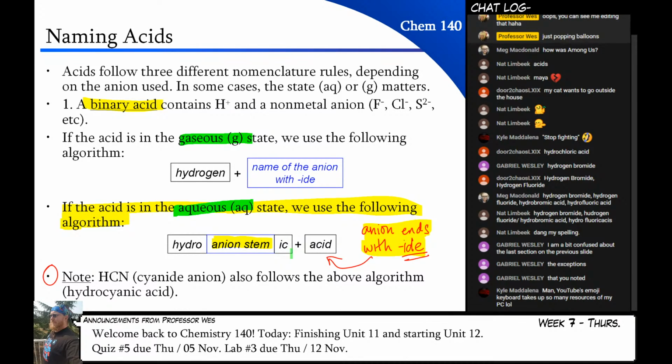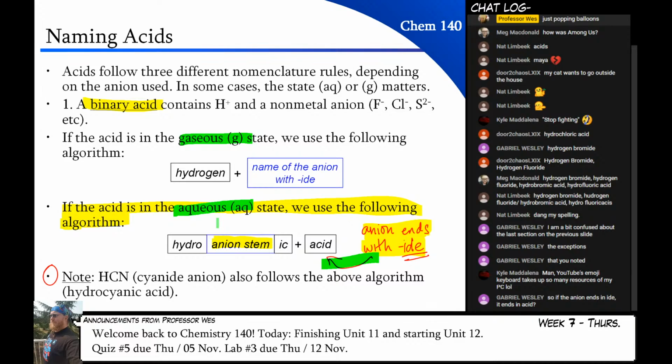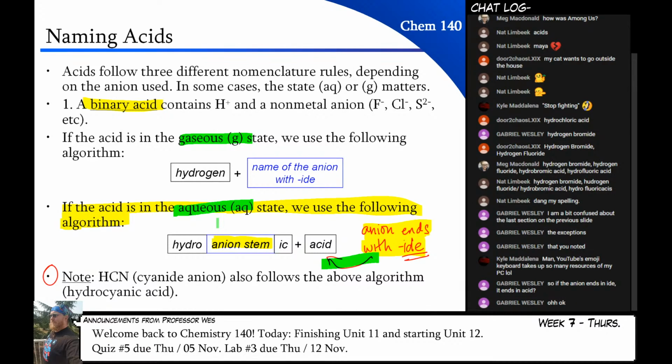And since we're going to be working with acid almost entirely in the aqueous state, we're really only going to be using this bottom rule. So if the anion ends in "ide," it ends with acid if it's aqueous. That's correct, yeah. Yeah, you do need the word acid. So where that plus is, that is intended to be another word that you add onto the end.